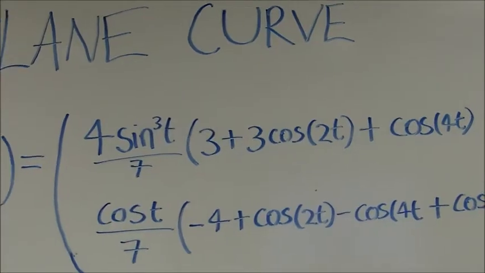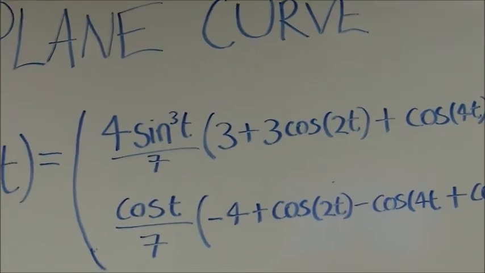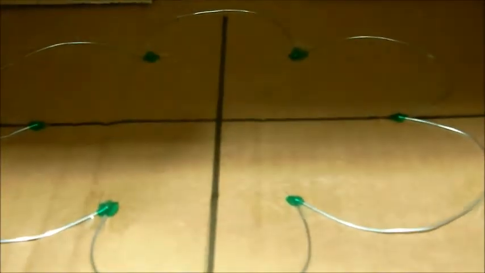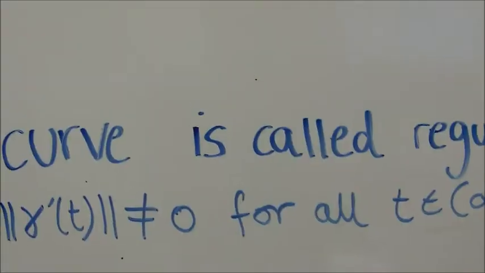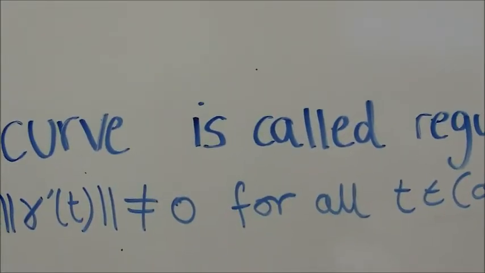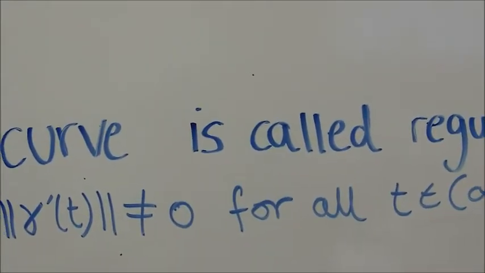This is the equation that we have for our plane curve. You can see from the model that we have made what the plane curve looks like. This is the definition that we have for a curve for it to be regular.